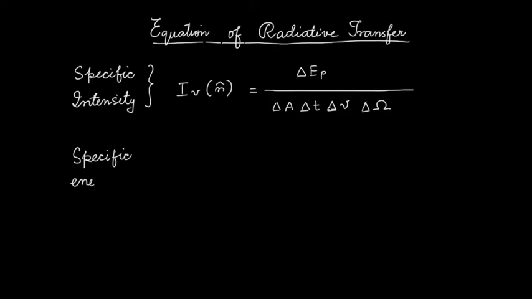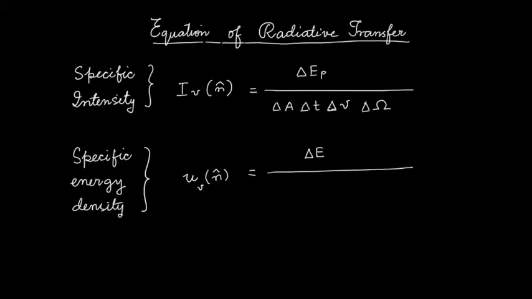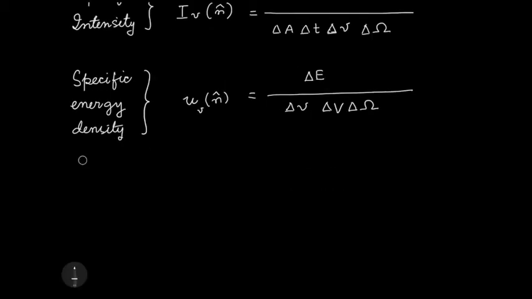We also defined specific energy density of radiation. So this is also a directional quantity. You are asking the question that if the energy is going in a direction n cap, then what is the specific energy density? This is how much energy is there in a given volume and per unit solid angle.